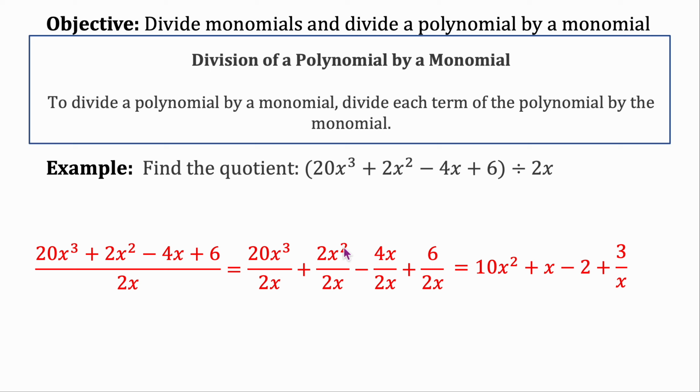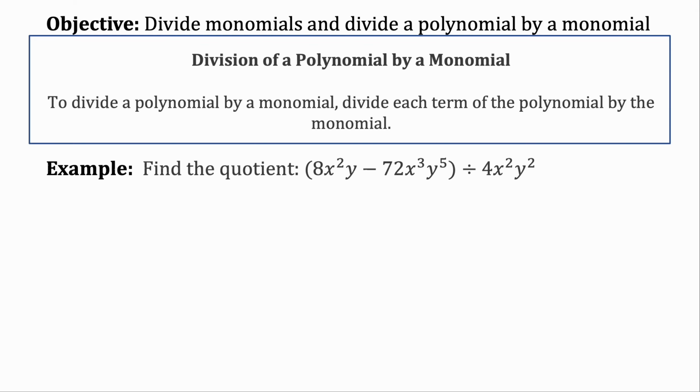2 divided by 2 is 1. X squared divided by x is 1x. So you don't have to put the 1 there, but you could if you wanted to. Negative 4x over 2x is negative 2. The x's have canceled perfectly. And this one's a little different because 6 divided by 2, yes, is 3, but there is nothing that canceled out that division by x, or that over x, so just leave the x there. So that is how we divide a polynomial by a monomial.